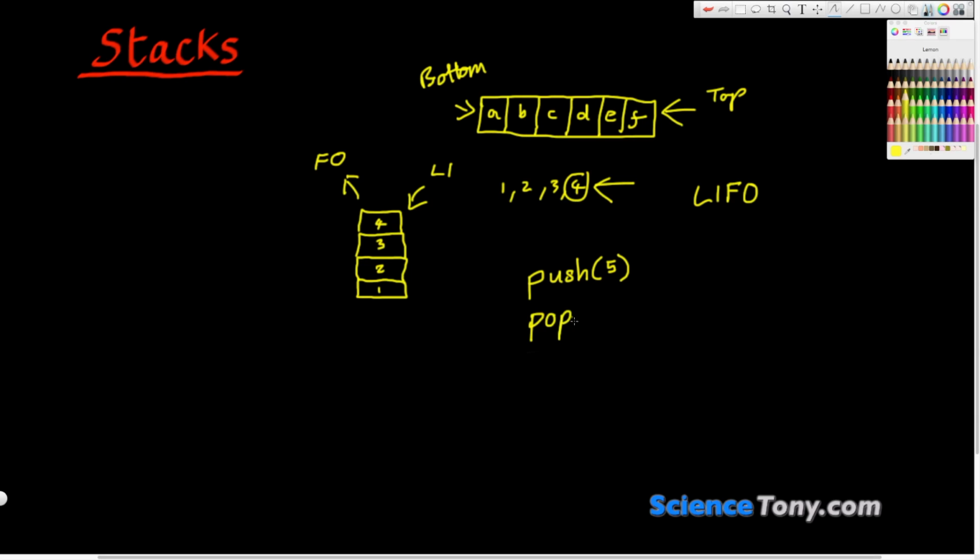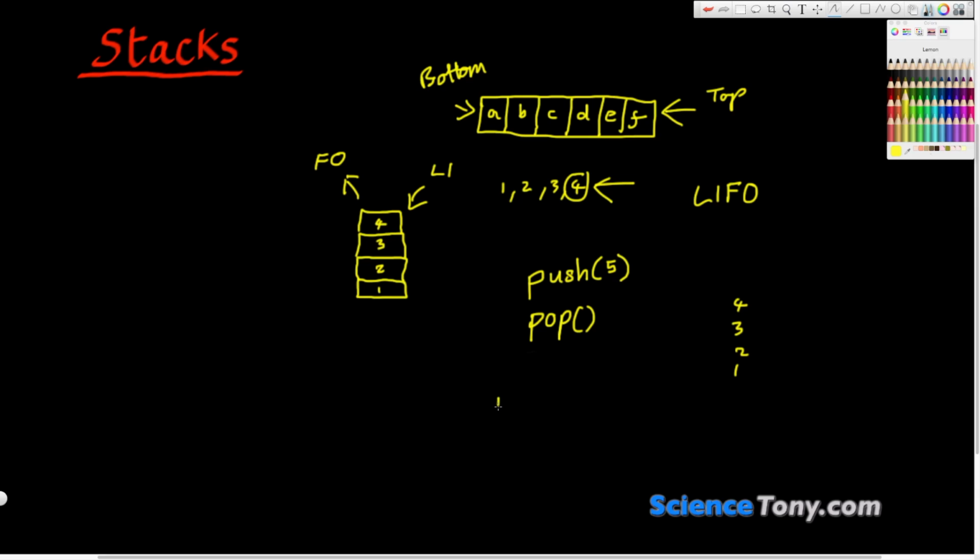You would have pop. So you're going to pop a value out. So if we pushed 5 in and then called pop, our stack would look like this. We would have 1, 2, 3, 4. We push 5 in, and then we pop it out, and then it returns to just being 1, 2, 3, 4.